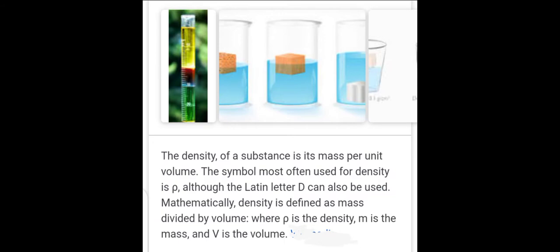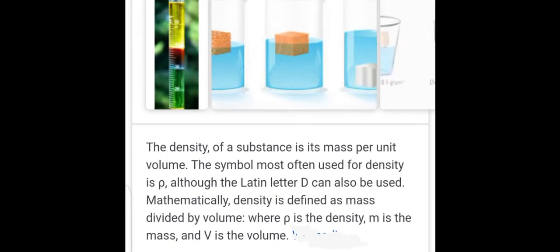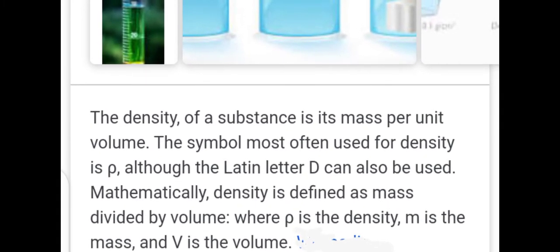Density is mass per unit volume. The denser thing sinks in water and the less dense floats in water. The metal sinks but the log floats. The density of a substance is its measure as its mass per unit volume.